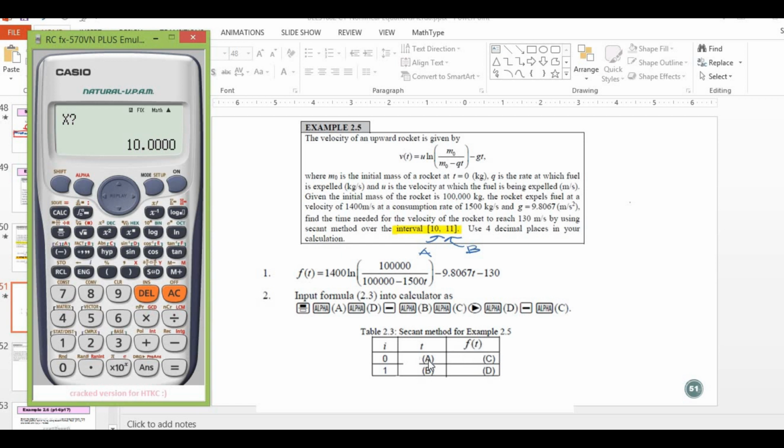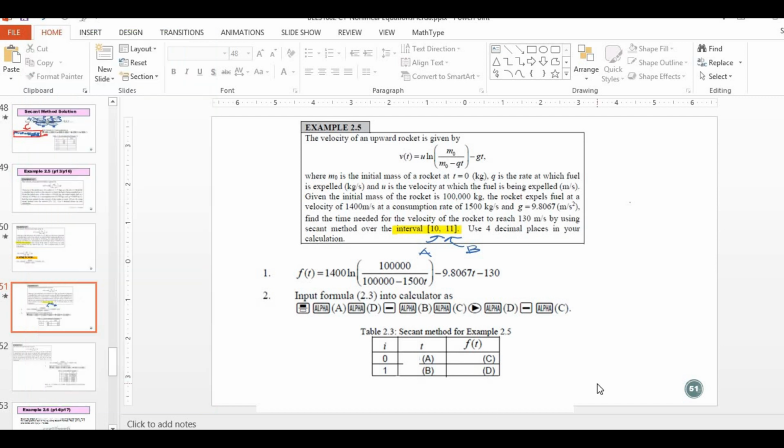So for the first one, we are going to enter 10 because the interval A is 10. So key in 10, then you will get the new value here. And then for the next one, just click calculate, so 11. So enter, so you have 14. So let's check the answer.